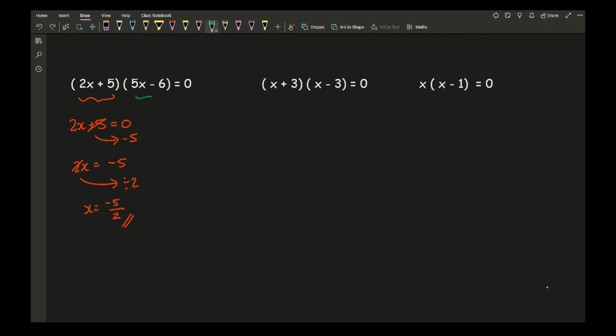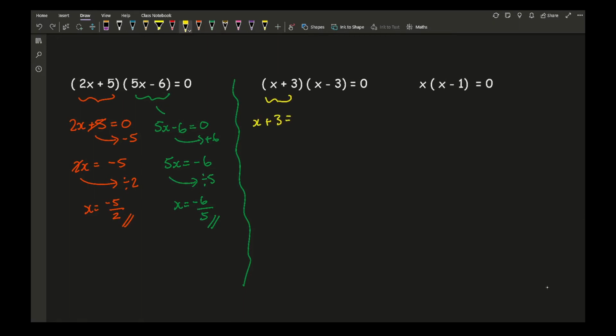And then for this one here, I've got 5x minus 6 equals 0, so again take the 6 over, so I've got 5x equals minus 6, and then divide by the 5, so I've got x equals minus 6 over 5, and there is my final answer. Now, with practice, you'll be able to see the bracket and you might be able to do it in your head and go straight to the answer. And again, that's absolutely fine, as long as you're not making any mistakes, then it's all good.